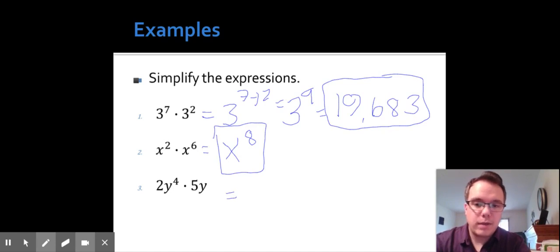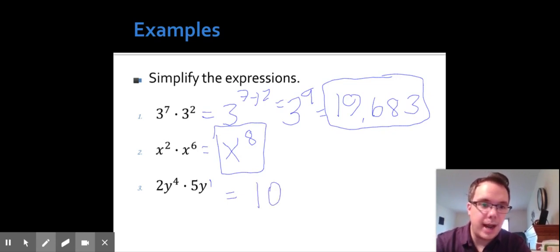For 2y to the 4th times 5y, if there is no exponent on a power, the hidden exponent is 1. So I really have 2y to the 4th times 5 times y to the 1st. So since 2 and 5 aren't the same base, they're just coefficients out front, we're going to just treat them like normal numbers because they are. So I'm going to take 2 times 5, which is 10.